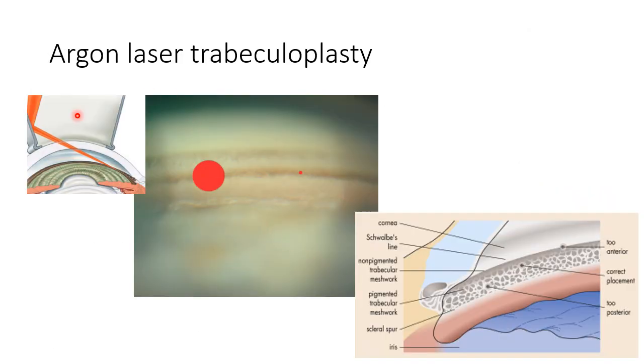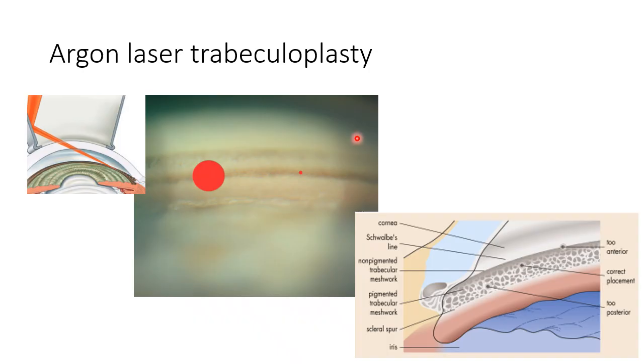So see, argon laser, just a schematic. You see, this is the lens placed on the cornea. That's the mirror over there. So the laser energy gets reflected by the mirror, right? So again, a type of gonio lens only, right? So the laser energy is specifically directed to the trabecular meshwork over here.